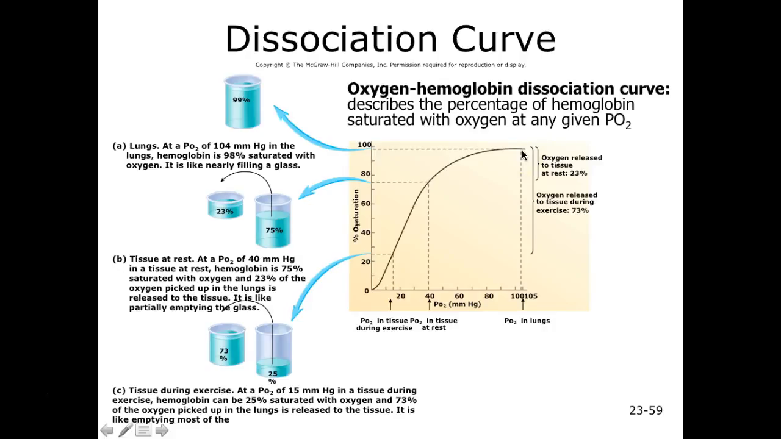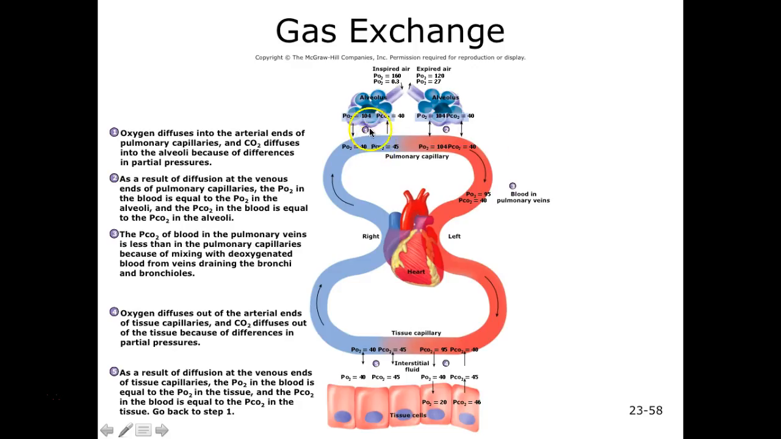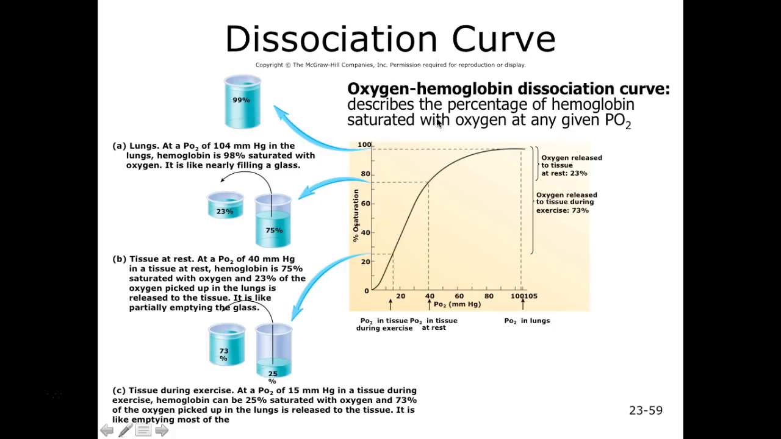So when we have our hemoglobin picking up oxygen from the blood leaving our lungs, at that point we were at 104 millimeters of mercury. So that's our partial pressure of oxygen when we are leaving our lungs, making our way back into the heart. And at this point, our hemoglobin is 98% saturated. So we can see in this image that they have almost all of this glass filled up, because our hemoglobin is completely saturated with oxygen.